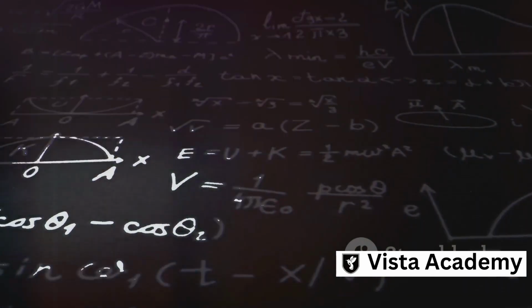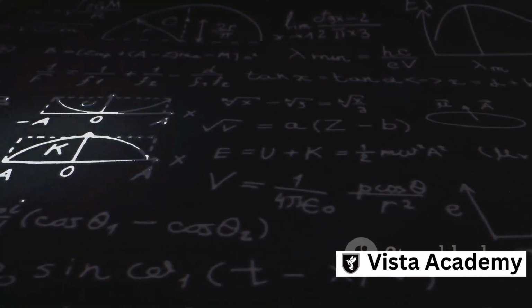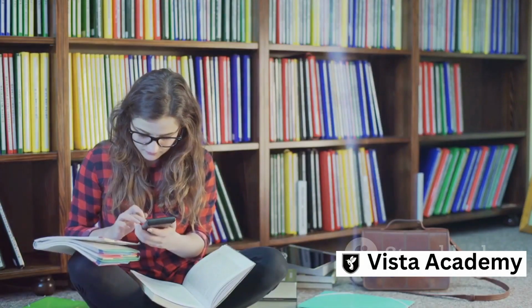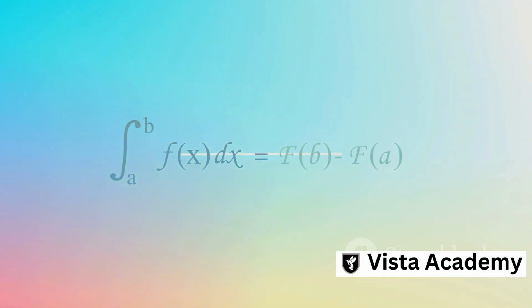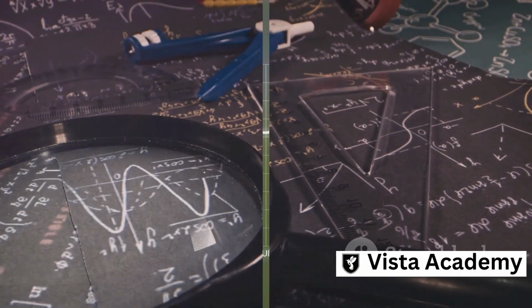Calculating the standard deviation involves a few more steps. First, find the mean or average of your dataset. Then, subtract this mean from each data point to find the deviation. Square these deviations, find their mean, and finally, take the square root of this mean. This gives you the standard deviation.